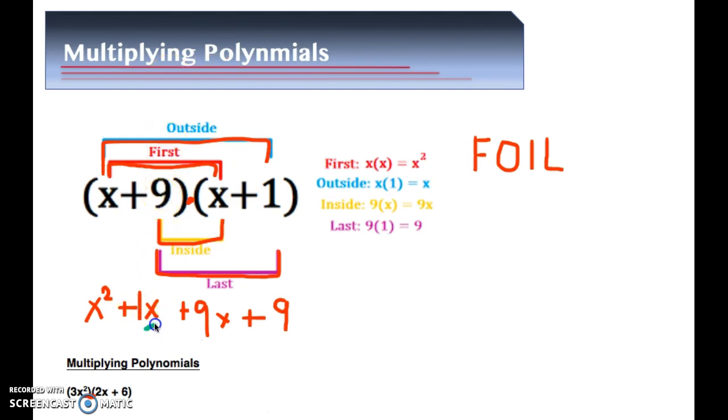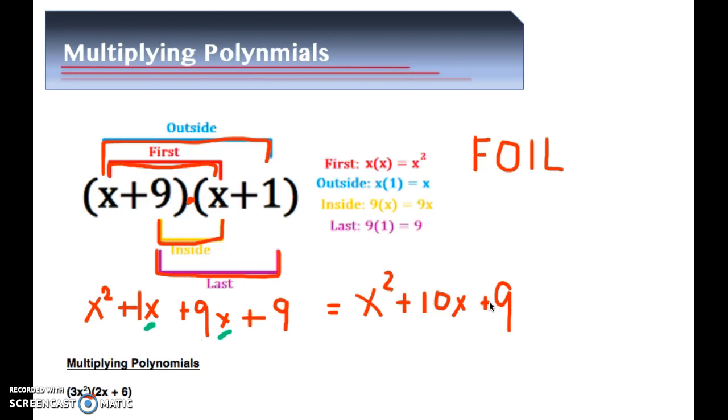And sure enough, I have this term, which is an x term, and I have this term, which is also an x term, and I can combine these two terms. I have 1x plus 9x, and that will give me a 10x. So my final answer will be x squared plus 10x plus 9. And that's my final answer for this first example.